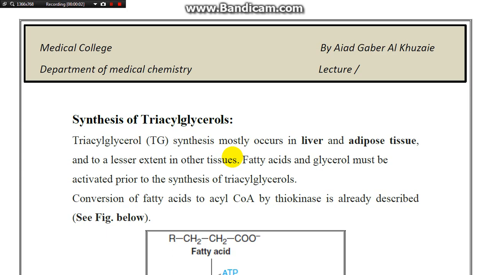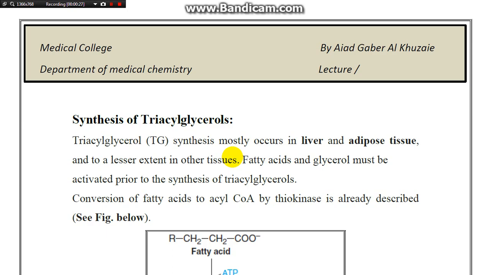Synthesis of the triacylglycerol. Triacylglycerol (TG) synthesis mostly occurs in the liver and adipose tissue. As we mentioned in metabolism of the carbohydrate, synthesis of lipid, the TG synthesis occurs in the liver and adipose tissue and to a lesser extent in other tissues.